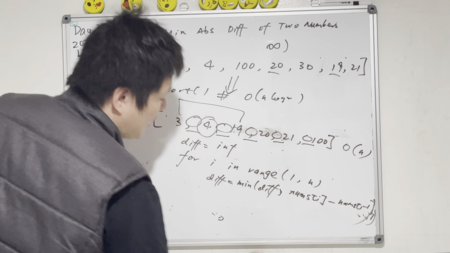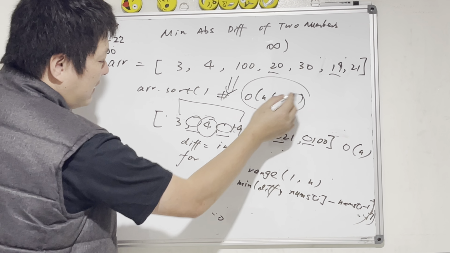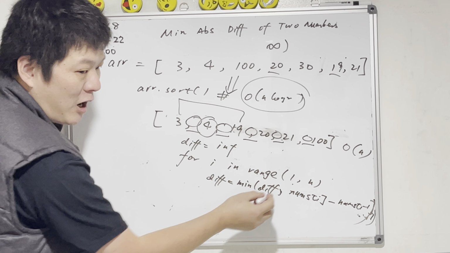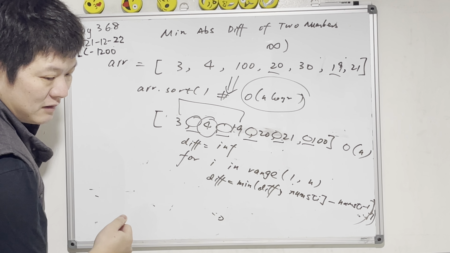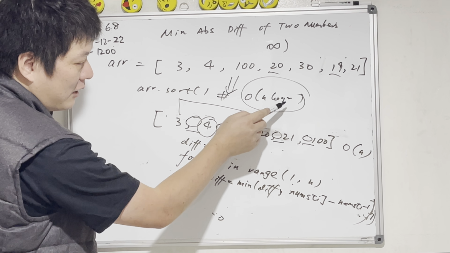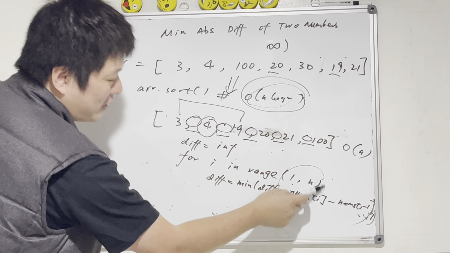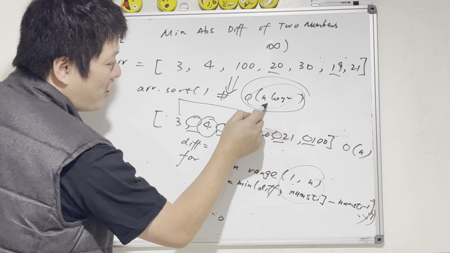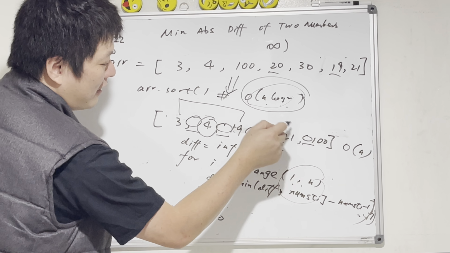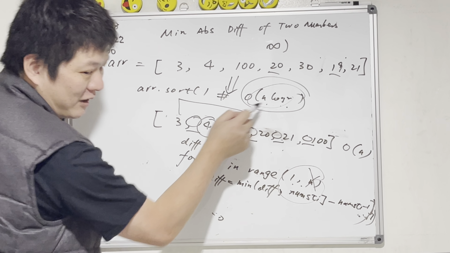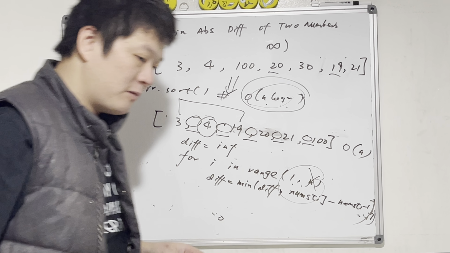Look, sorting is O(n log n). This one is O(n). So overall the time complexity is what? It's O(n log n) for the sort, and then I need to do another O(n) pass. So the time complexity is O(n log n plus n), but we drop the smaller part, so we get O(n log n). Yeah, so that's what we said.